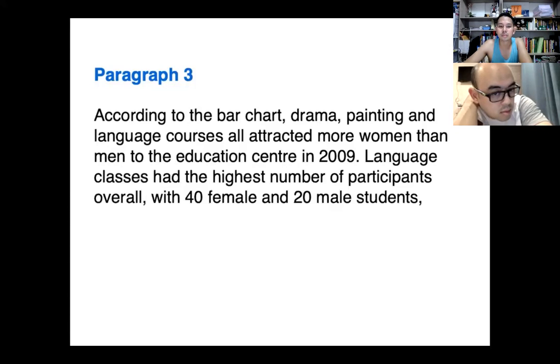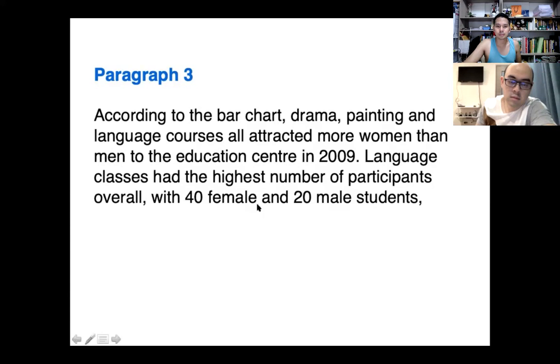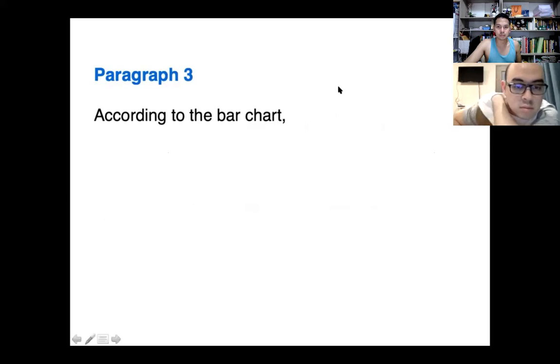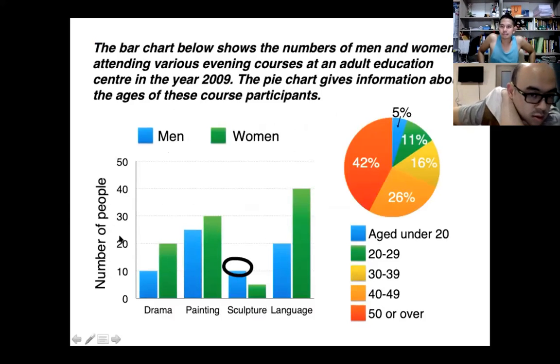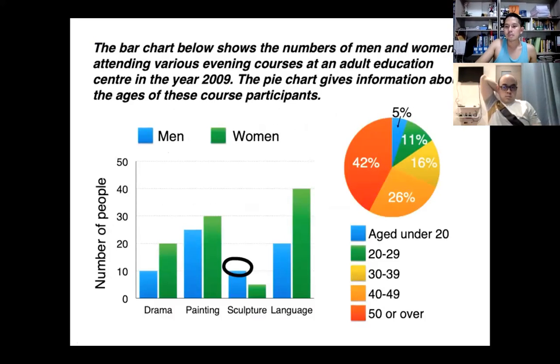Language classes had the highest number of participants overall, with 40 female and 20 male students. So language classes had the highest number of participants overall among the 4. You can say among the 4, that is okay, but how many? Remember, in paragraph number 3, you should give the numbers. You must give the numbers. You cannot just say there are more women, or a lot of students go there. A lot of, how many students? You will say a lot of, right?